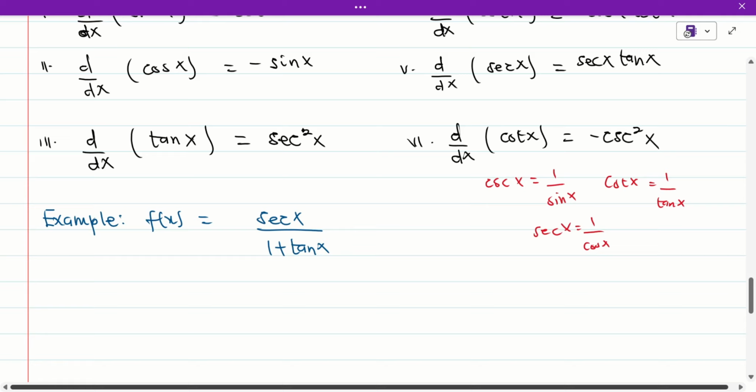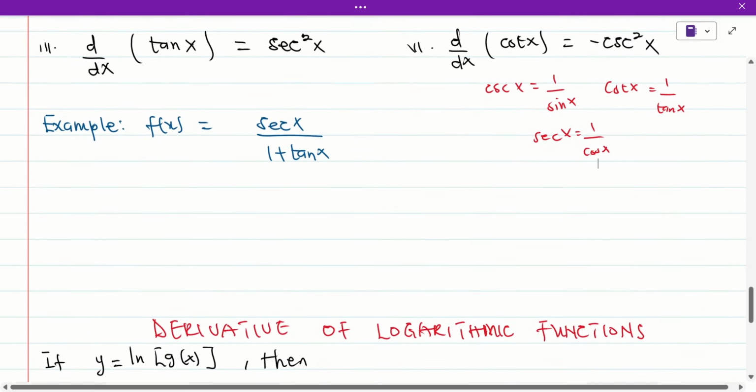Hope you get it. So maybe at the right time, I'll upload a video on the proof of each of the derivatives. Okay. So let's solve the example below.